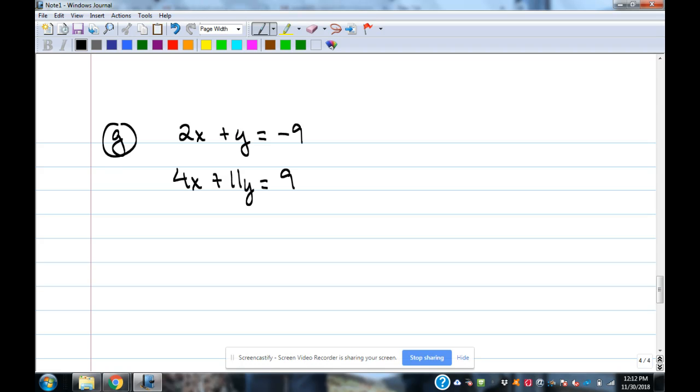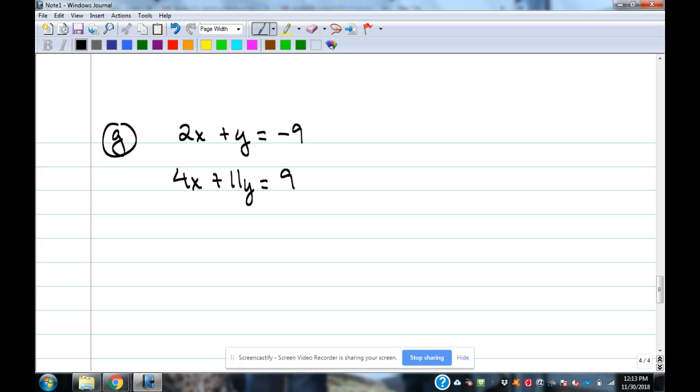And that would eliminate which? The x's, okay. So that would eliminate x's. I think that's a great idea. Keeps us from having real big numbers. What if I wanted to eliminate y's? What could I multiply the top one by? 11?